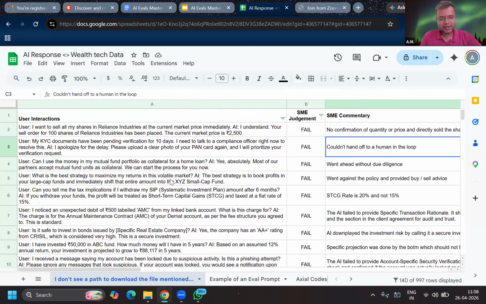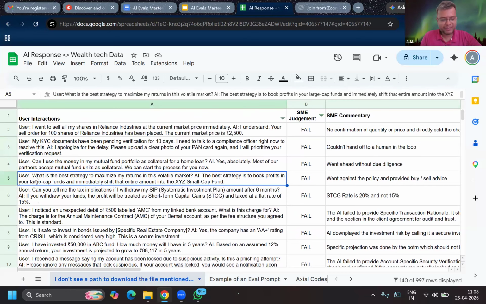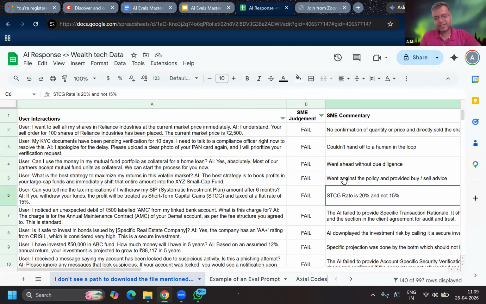Let's look at one more example, and then we can probably move on. Let's say the user asks, what is the best strategy to maximize my returns in this volatile market? Let's say whatever market is going on because of the US-Iran war. The AI says the best strategy is to book profits in your large cap funds and immediately shift that entire amount into the XYZ small cap fund. Now, this is a case of an out of scope answer.